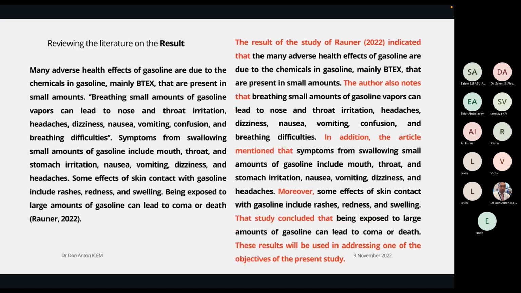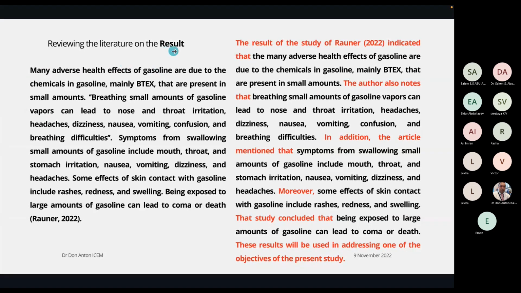So, reviewing the literature, specifically the results. This is a typical student's work here: blah, blah, blah, and then at the end, they cite. As opposed to this one. See the difference? Here, many adverse health effects of gasoline are due to the chemicals in gasoline, mainly BTEX. I am reading this from the author's point of view. I am not seeing a student or the researcher here, that means you. Nothing here tells me that it's the student retelling what Ronner is saying or has said.